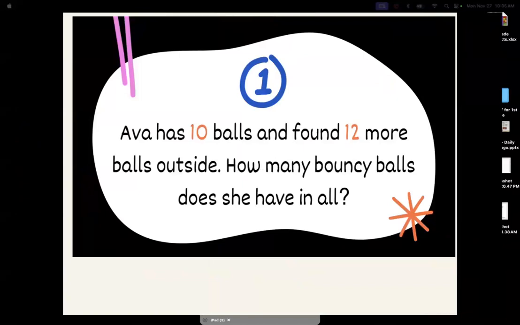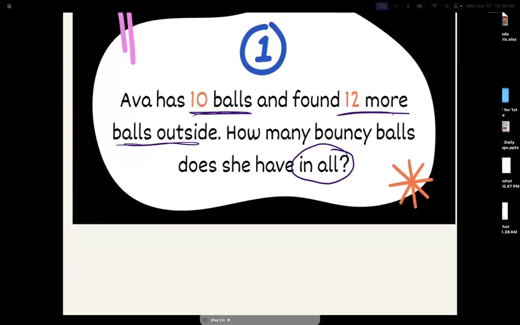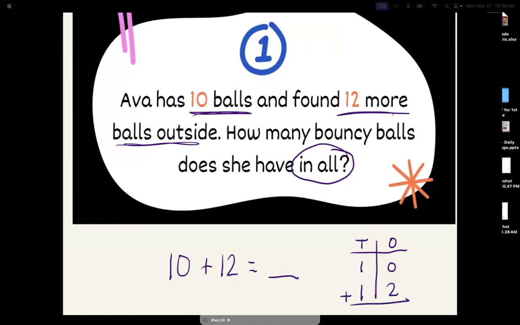So the first one is Ava has 10 balls and found 12 more balls outside. How many bouncy balls does she have in all? Are we doing addition or subtraction? Addition. Good. So you have 10 plus 12 equals what? Now keep in mind, you can do your tens and ones chart. Put the 10 and then the 12, and you add them that way.